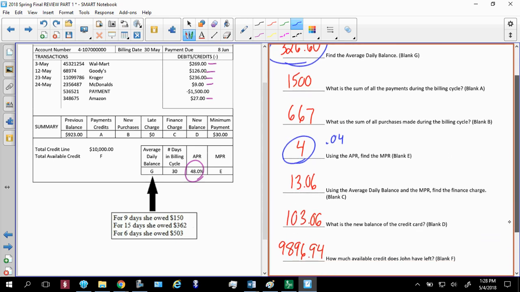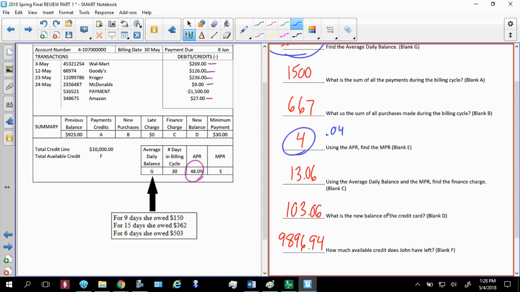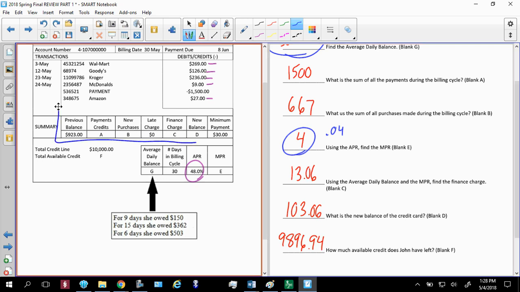Lastly, second to last, what is the new balance of the credit card? Well, here is the new balance line, or the area in which you go for it. Now remember, minimum payment, we don't do. All right, so that's where we're going with this. Let me kind of take away that.